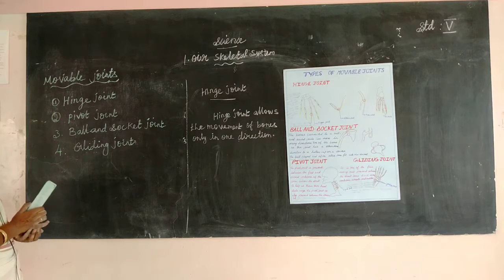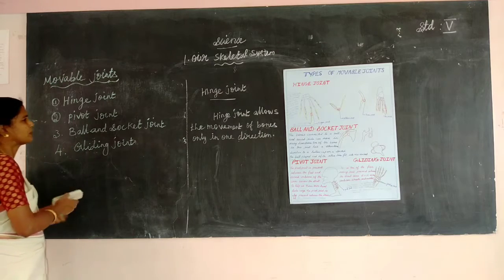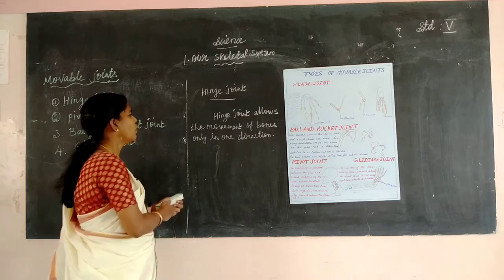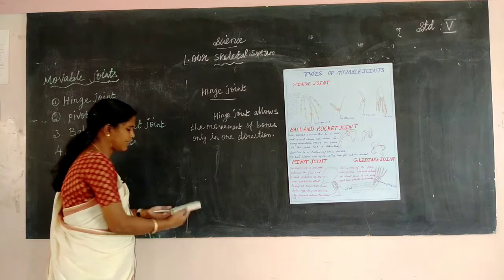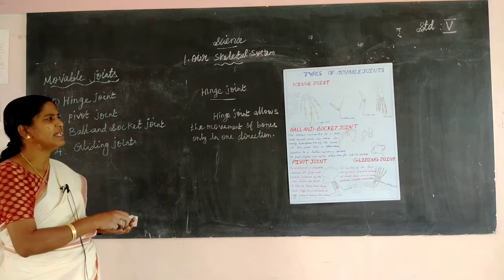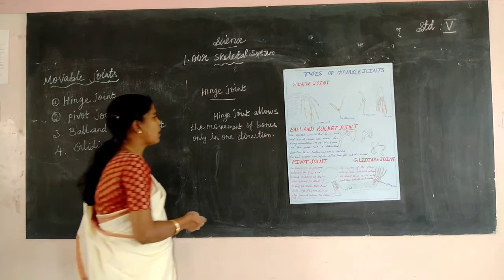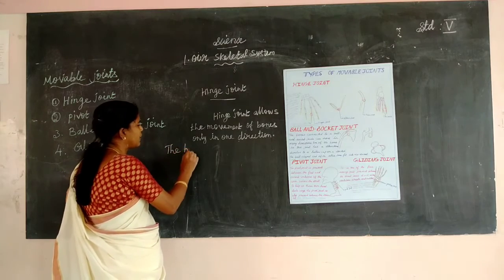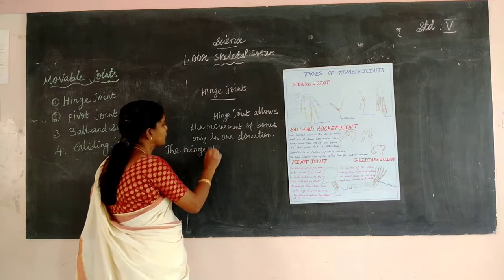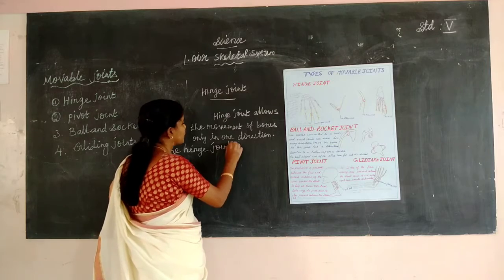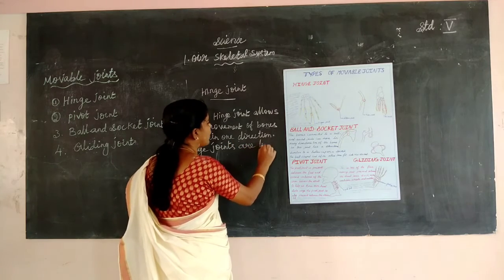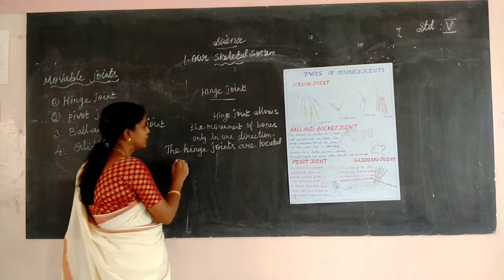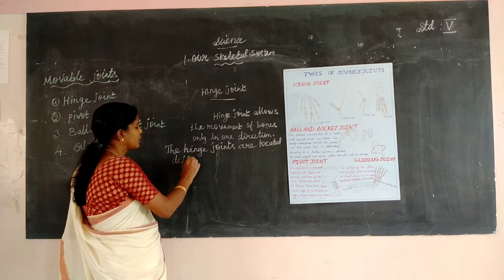First one you learn, the hinge joint. Hinge joints allow the movement of bones only in one direction. ஒரே direction தான் இந்த மூவ் ஆகுது. அந்த joint தான் வந்து hinge joint. The hinge joints are located in different parts of our body.